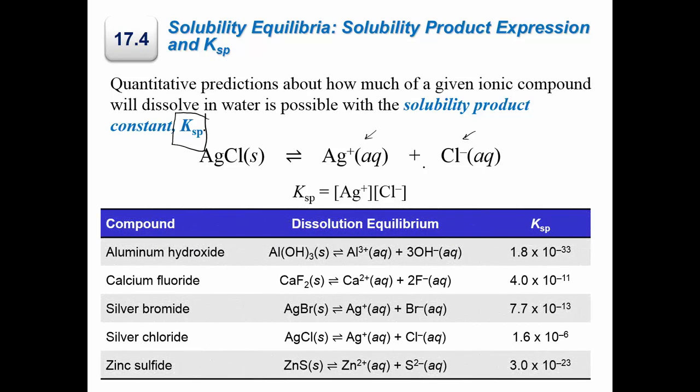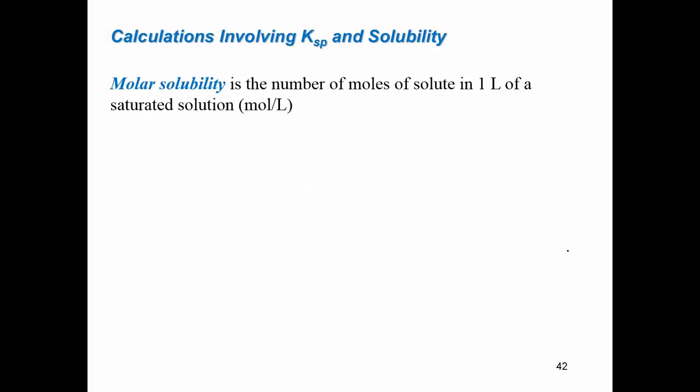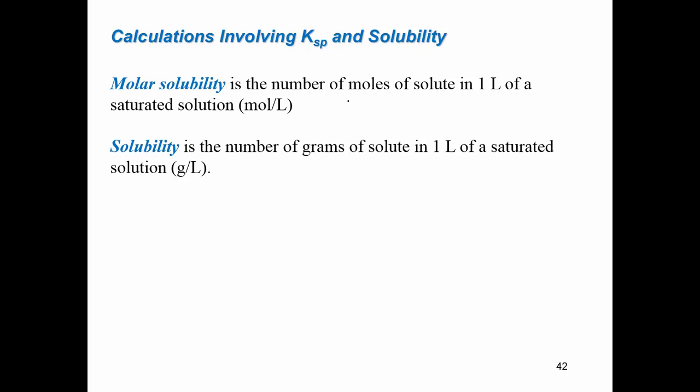And that Ksp value, notice here, can be pretty darn small. Remember, the larger the negative exponent here, the smaller the number is altogether. So molar solubility is the number of moles of solute in a saturated solution, so moles per liter. Now the solubility, just to give you some keywords here, is the number of grams of solute in 1 liter of a saturated solution.